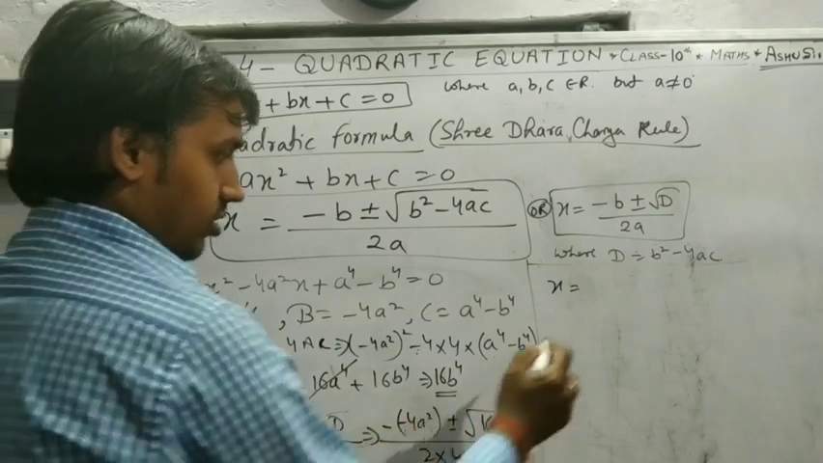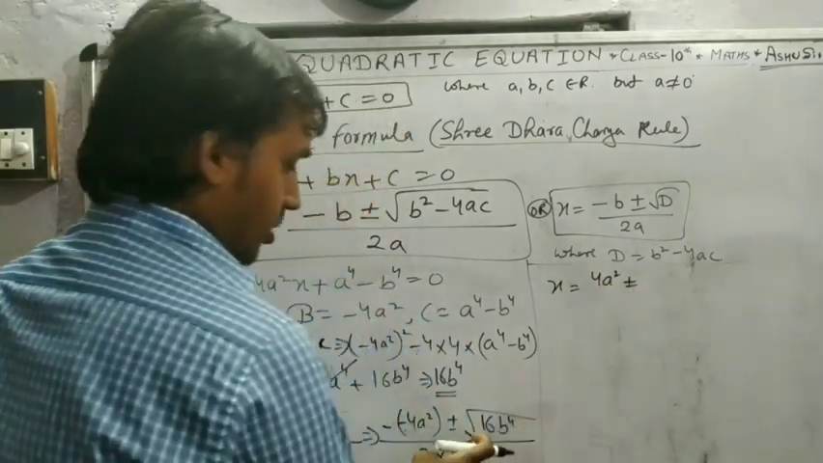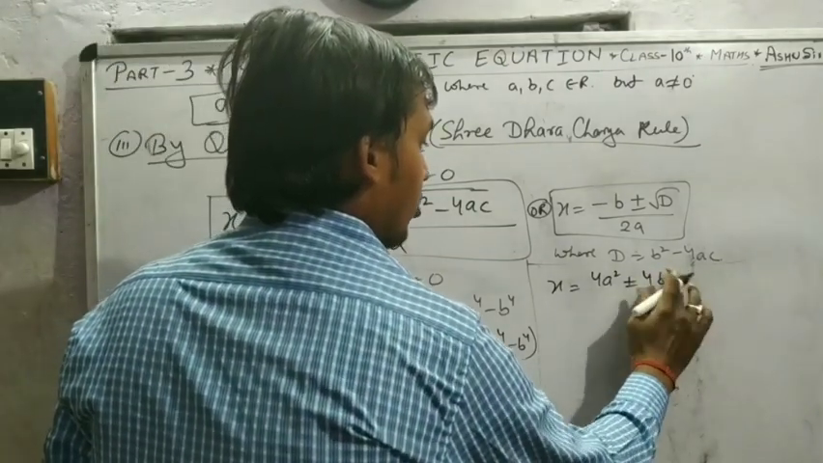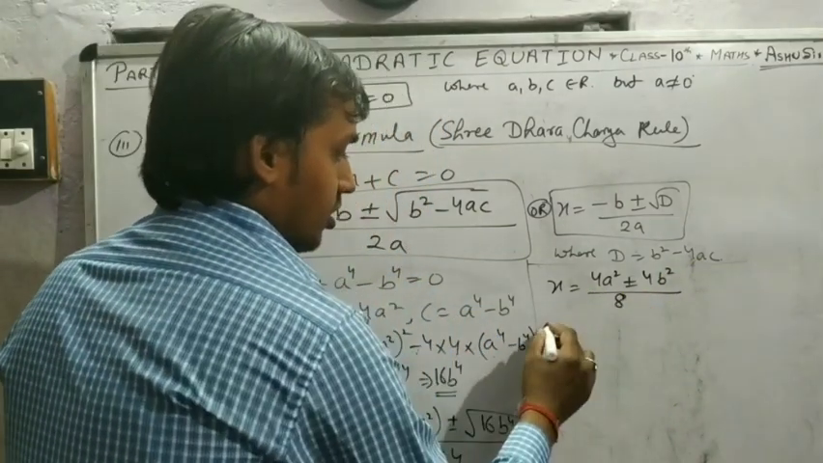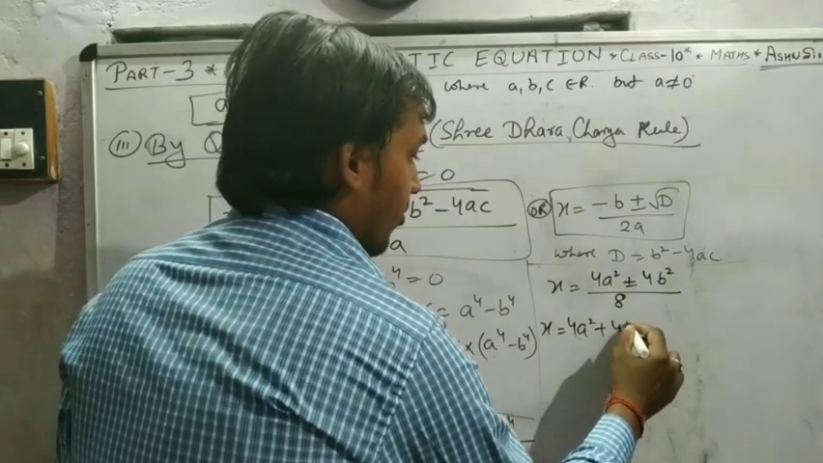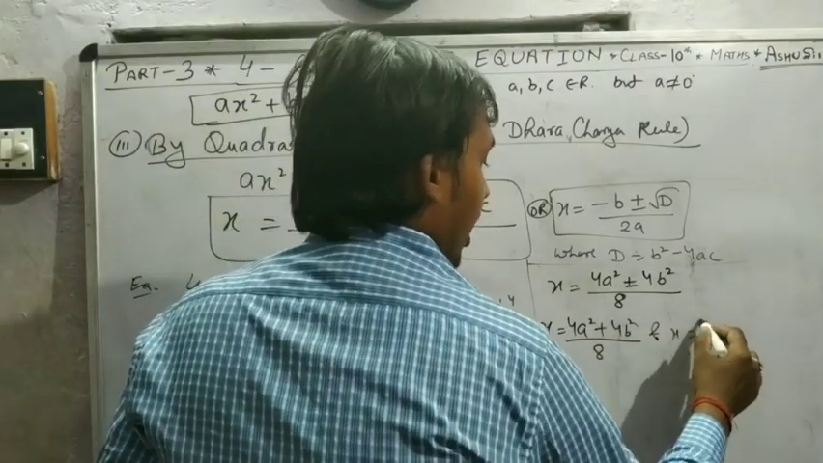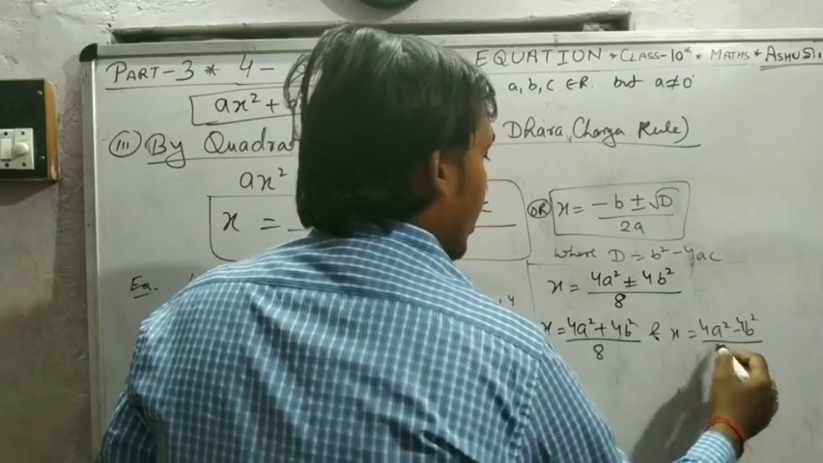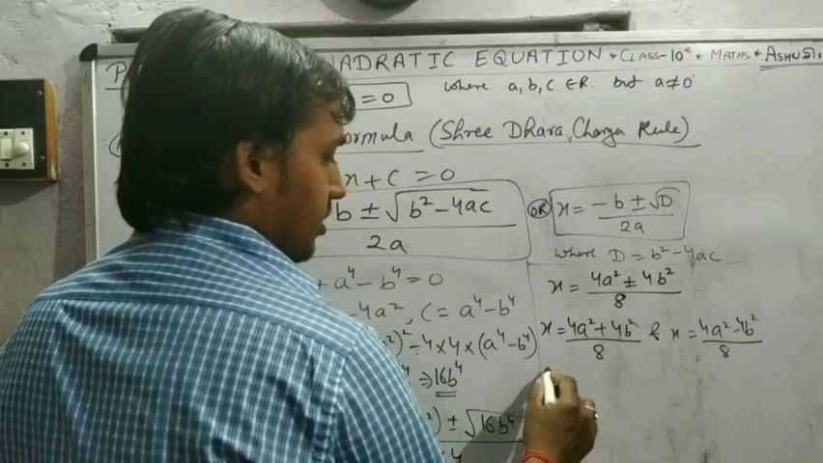Minus plus 4a square plus minus 16 square root of 4b to the power 4, square root of b square upon 8. Then x is equal to 4a square plus 4b square upon 8, and x is equal to 4a square minus 4b square upon 8, means one plus and the other minus.